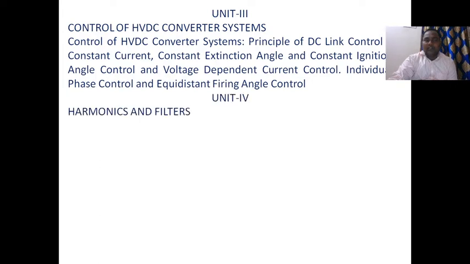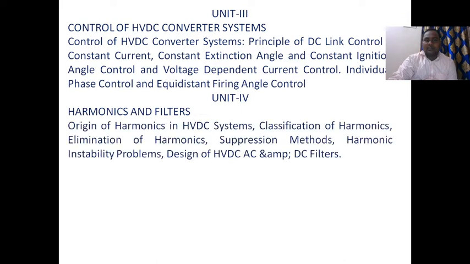Unit 4 consists of harmonics and filters: origin of harmonics in HVDC system, classification of harmonics and elimination of harmonics, suppression methods, harmonic instability problem, design of HVDC and AC, DC filters.